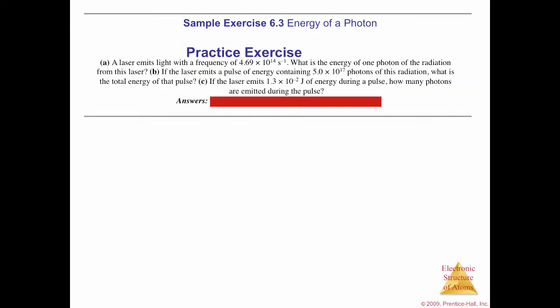Practice exercise. A laser emits light with a frequency of 4.69 times 10 to the 14th hertz. What is the energy of one photon of the radiation from this laser? If a laser emits a pulse of energy containing 5 times 10 to the 17th photons of this radiation, what is the total energy of that pulse? If the laser emits 1.3 times 10 to the negative 2 joules of energy during a pulse, how many photons are emitted during the pulse?